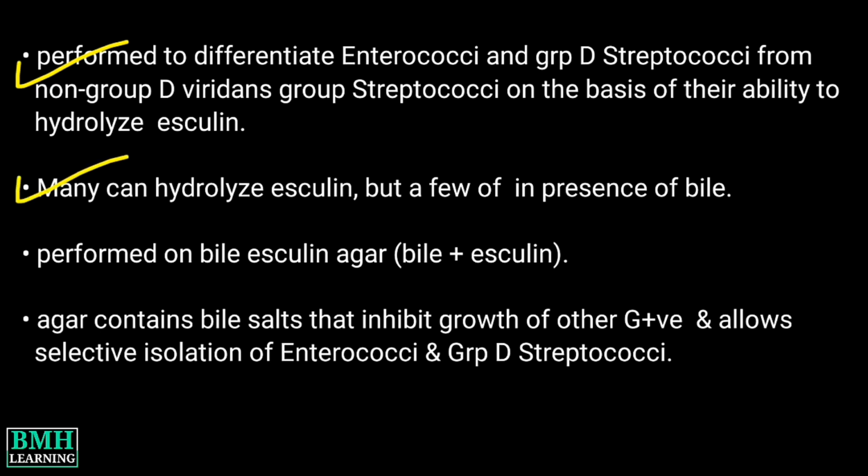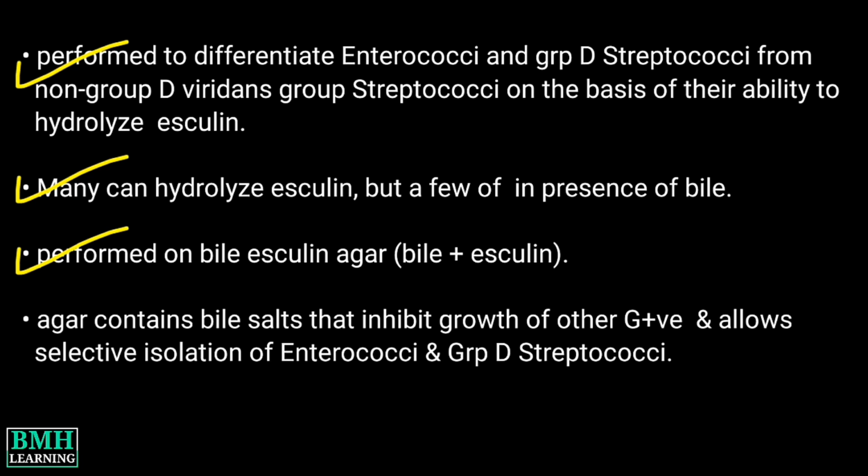Many organisms are capable of hydrolyzing esculin, but only a few of them can do so in the presence of bile, that is 4% bile salts or 40% bile. Thus, this property is utilized to identify organisms of a particular group.